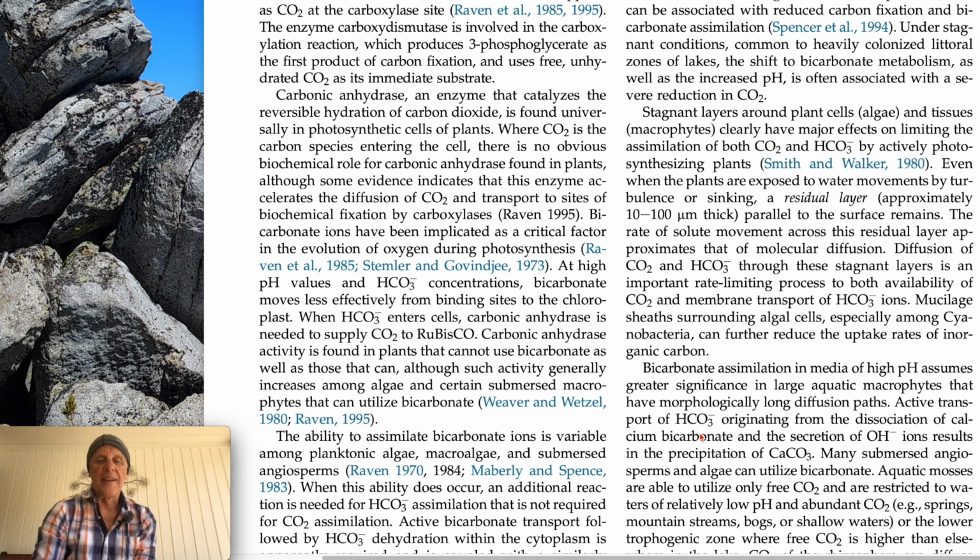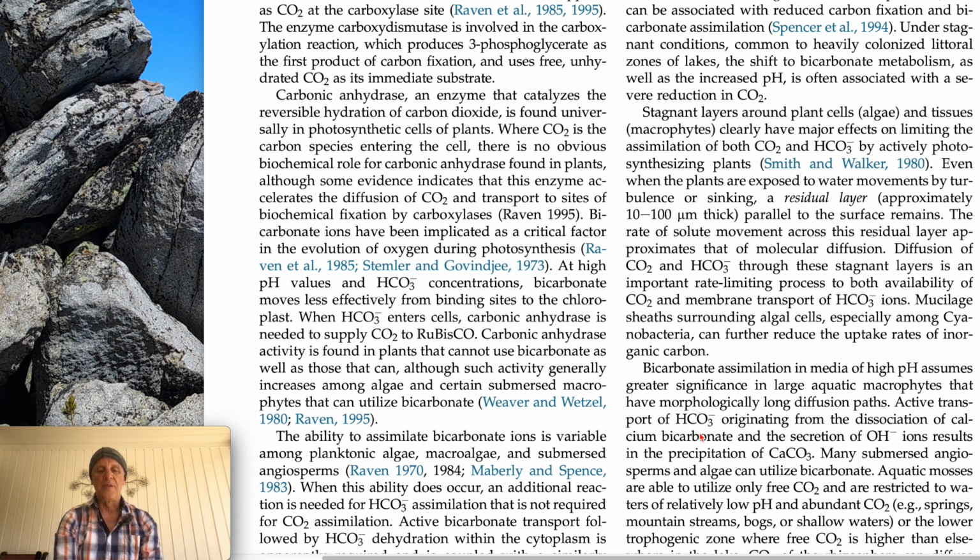Carbonic anhydrase, an enzyme that catalyzes the reversible hydration of carbon dioxide, is found universally in photosynthetic cells of plants. Where CO2 is the carbon species entering the cell, there is no obvious biochemical role for carbonic anhydrase found in plants, although some evidence indicates that this enzyme accelerates the diffusion of CO2 and transport to sites of biochemical fixation by carboxylases. Bicarbonate ions have been implicated as a critical factor in the evolution of oxygen during photosynthesis.